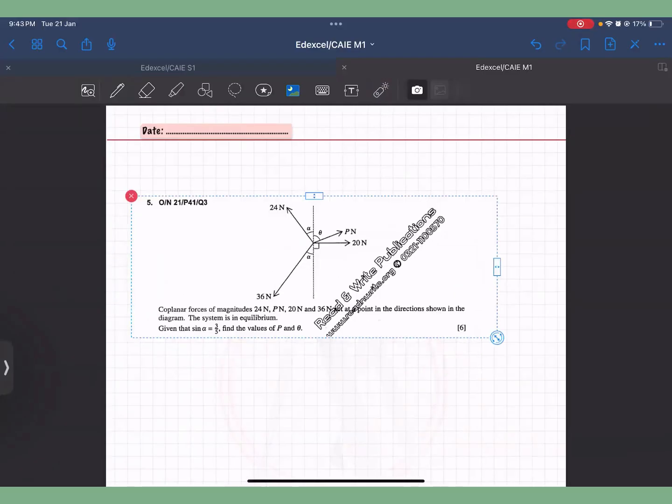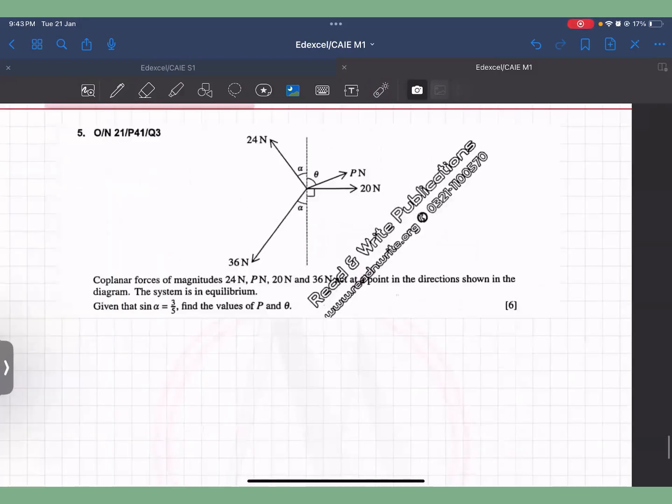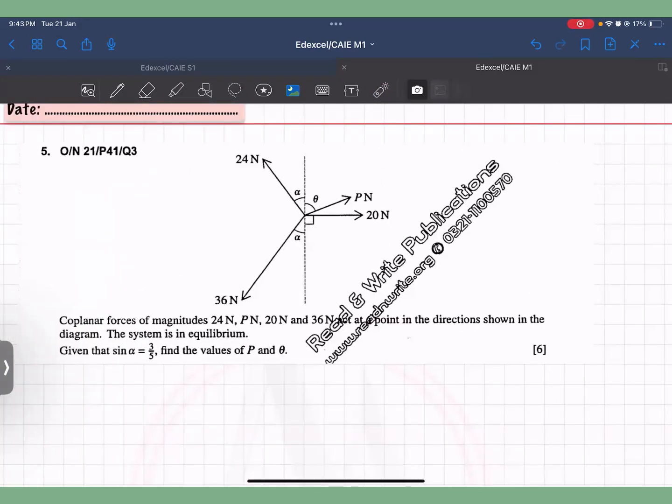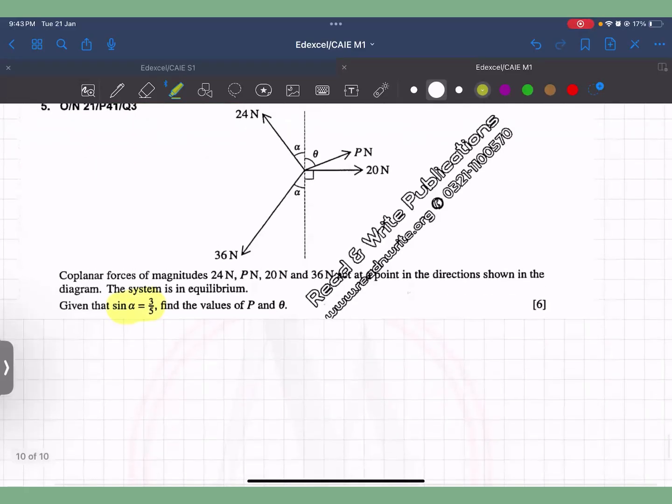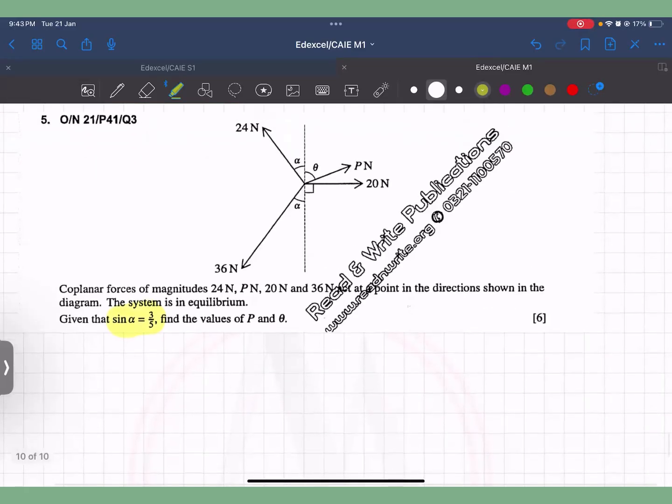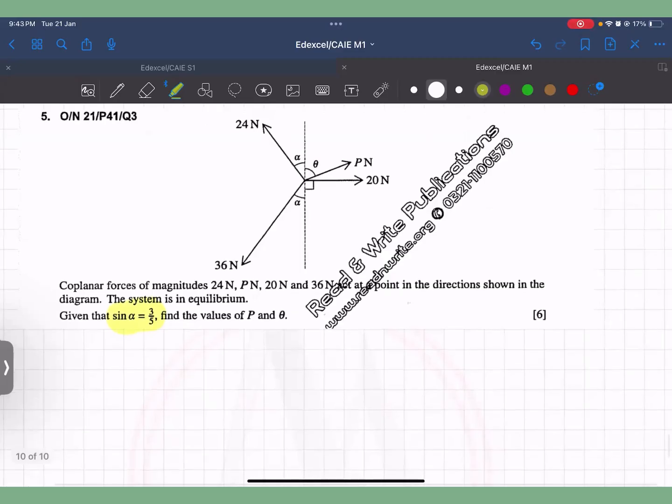Now in this one, they have given you sine alpha is equal to 3 upon 5. They have not given you the value of alpha, the value of the angle. They have given you the exact value for the sine of alpha, which is 3 upon 5. So what you can do is find alpha. One of the ways is you can simply find alpha by doing the sine inverse of 3 upon 5, and then you can work your way around that value of the angle.